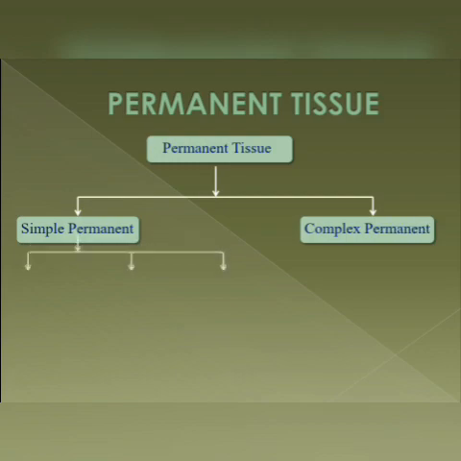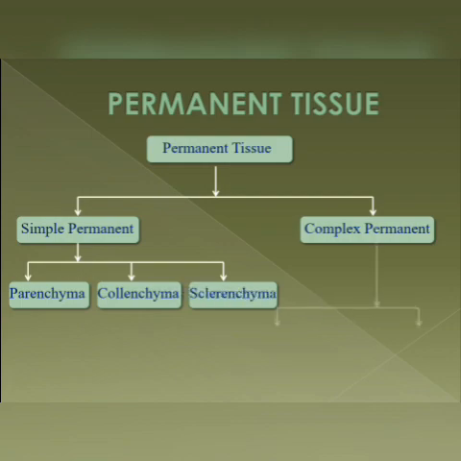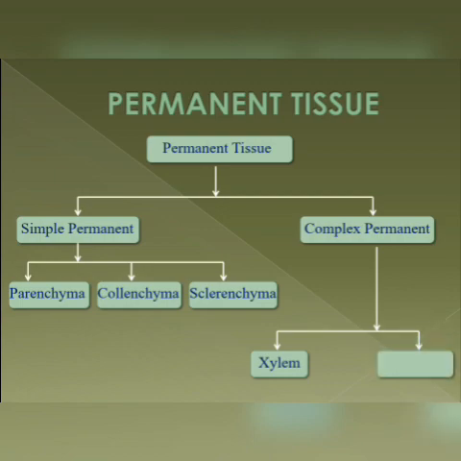Simple permanent is further classified according to three types. Number 1, parenchyma. Number 2, collenchyma. Number 3, sclerenchyma. Complex, on the other hand, is further categorized into two types, xylem and phloem.